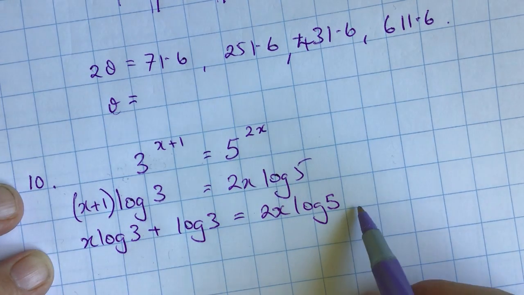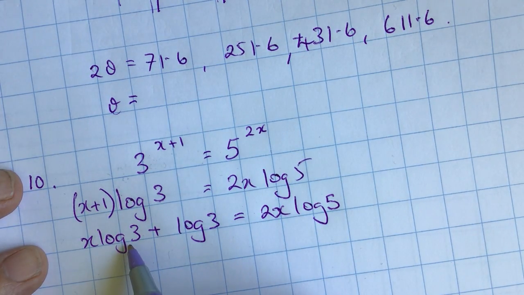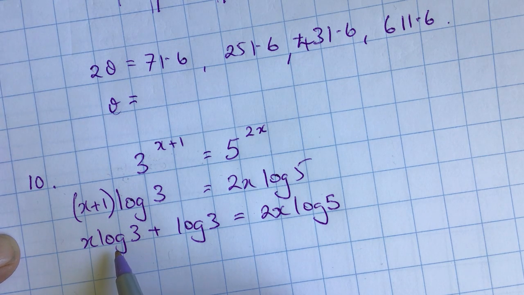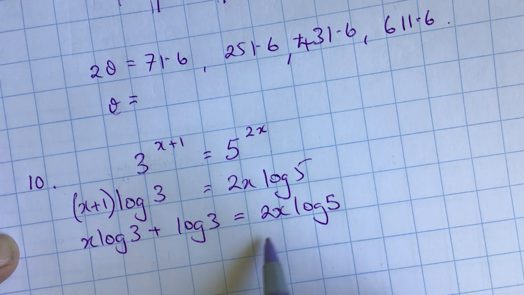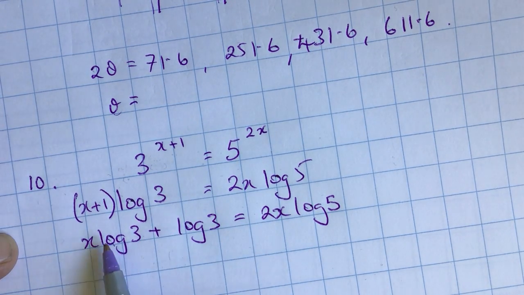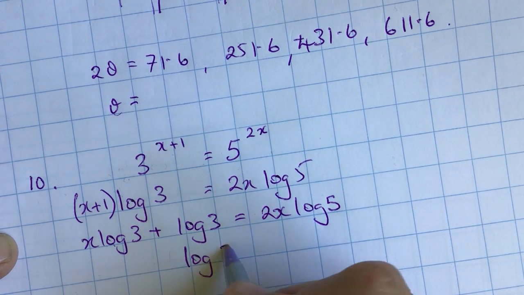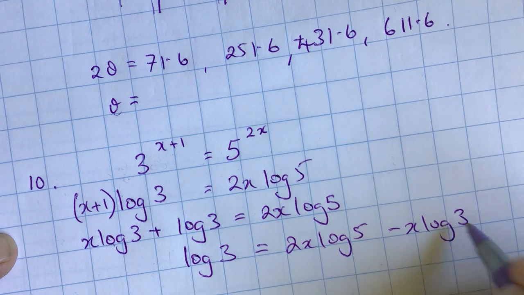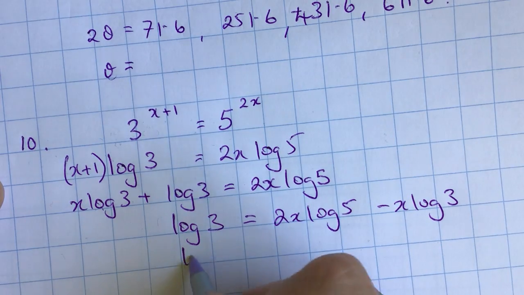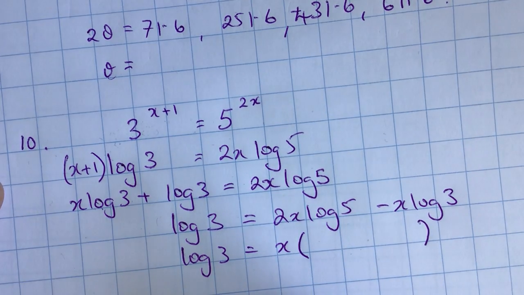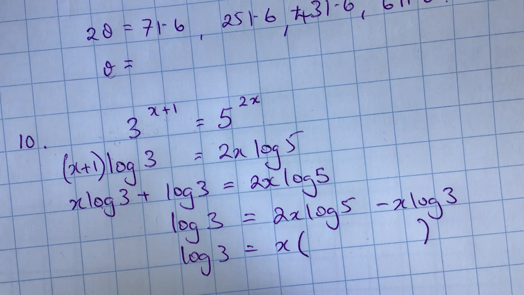You can do this in any base, and some people choose to do it in base 3 so that log 3 of 3 is 1 and that disappears. Personally, I prefer to use base 10, so when I don't write a base, it means it is base 10. Now I'm going to bring these over to the other side. Log 3 equals 2x log 5 minus x log 3. Now I can factorise. Log 3 equals x bracket, and then I'll be able to divide and I'll have my answer. So that's all of section A.